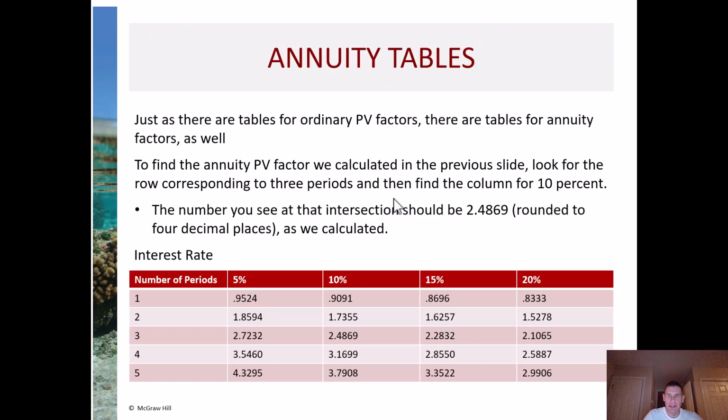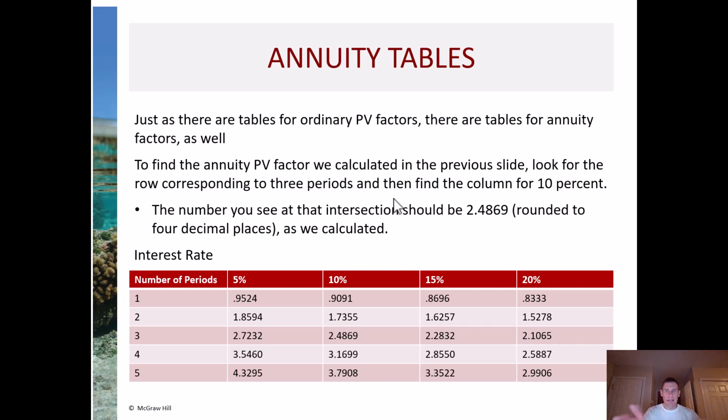I made reference to these earlier. I just wanted to include these and make a brief reference. These are in the book, obviously. You're going to have four tables that you're really going to be looking at: present value of a dollar, present value of an annuity, future value of a dollar, and future value of an annuity. So this is an example of one of the annuity tables that you'll see here.